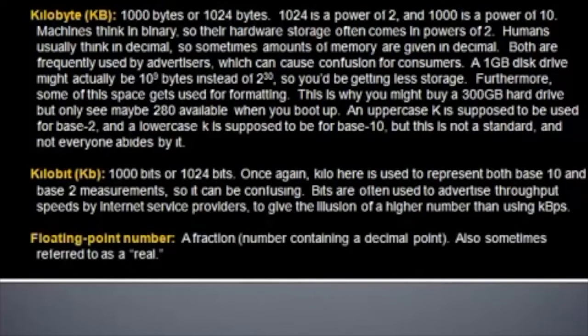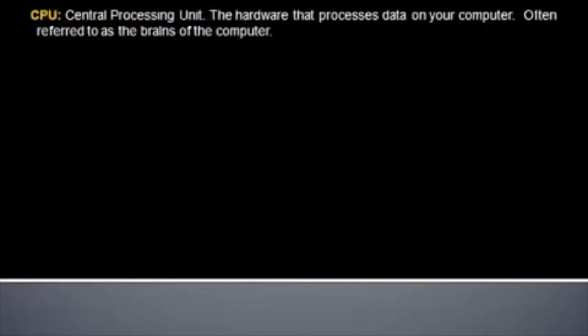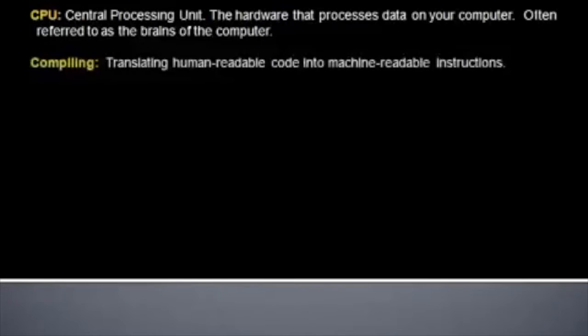Floating point number, a fraction, also sometimes referred to as a real. CPU, Central Processing Unit, the hardware that processes data on your computer, often referred to as the brains of the computer. Compiling, translating human-readable code into machine-readable instructions.